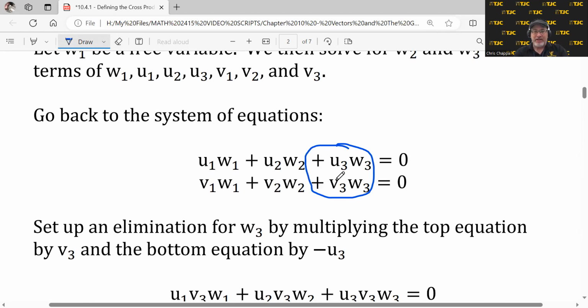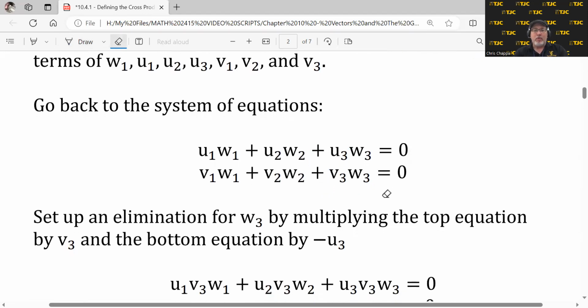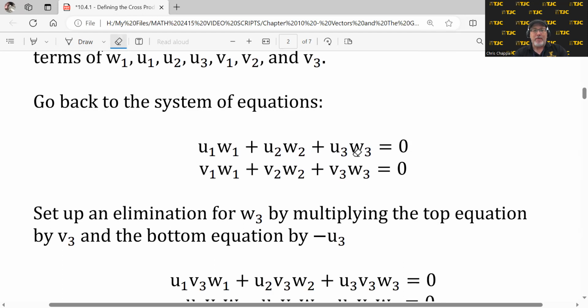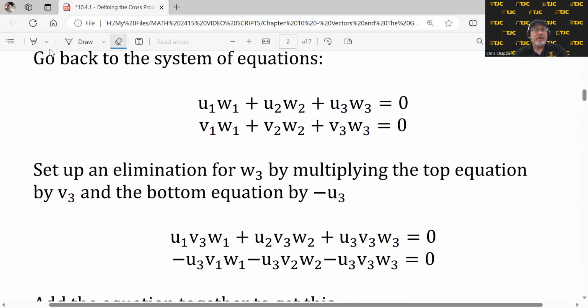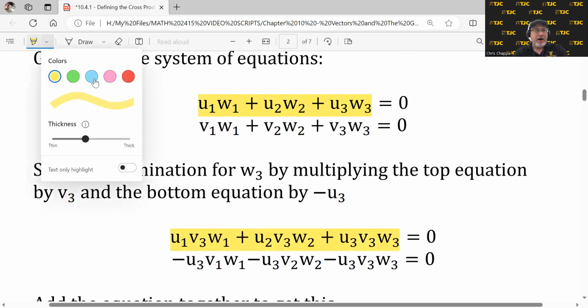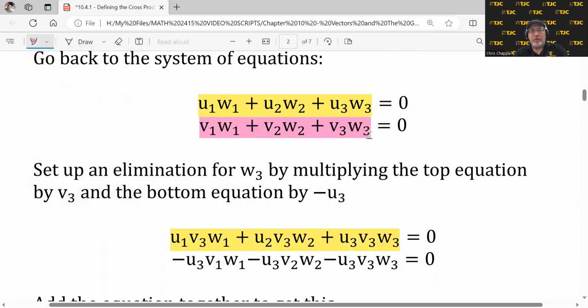So that's a fancy way of saying I'm going to multiply the top equation by V3 and the bottom equation by U3. That'll give the same products. But we need to make sure that they're opposite, so one of them needs to be negative. We're going to multiply the top equation by V3 and the bottom equation by negative U3. If we take this top equation here, which I'm about to highlight, and multiply it across by V3, we get this equation. And if we take the bottom equation and multiply through it by negative U3, we're going to get here. Everybody picks up a U3 and everybody becomes negative.